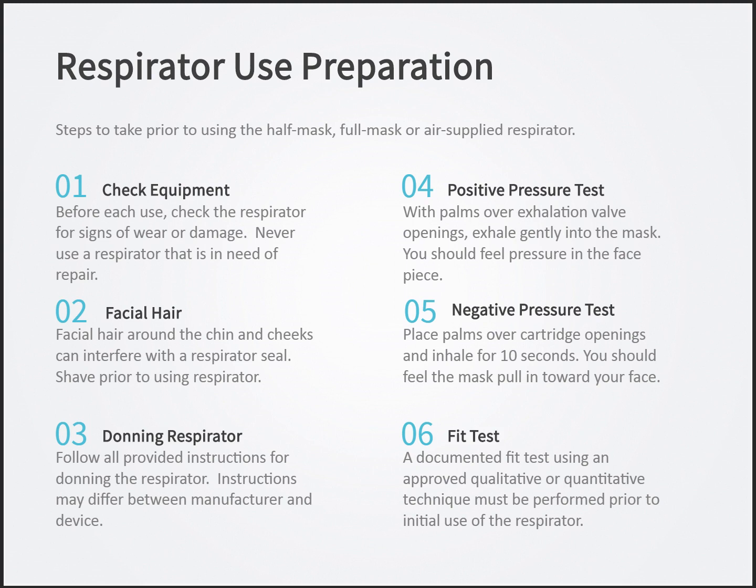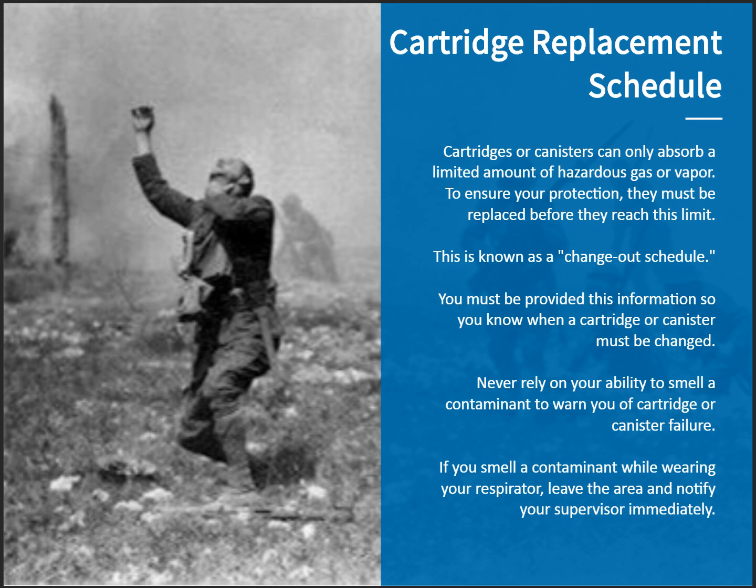Cartridge replacement schedule. Cartridges or canisters can only absorb a limited amount of hazardous gas or vapor. To ensure your protection, they must be replaced before they reach this limit. This is known as a change-out schedule. You must be provided this information so you know when a cartridge or canister must be changed. Never rely on your ability to smell a contaminant to warn you of cartridge or canister failure. If you smell a contaminant while wearing your respirator, leave the area and notify your supervisor immediately.